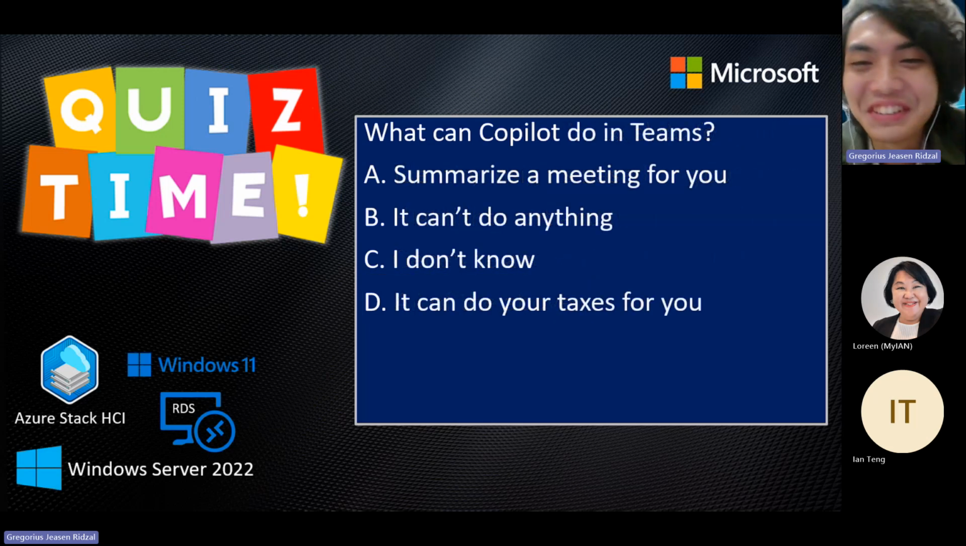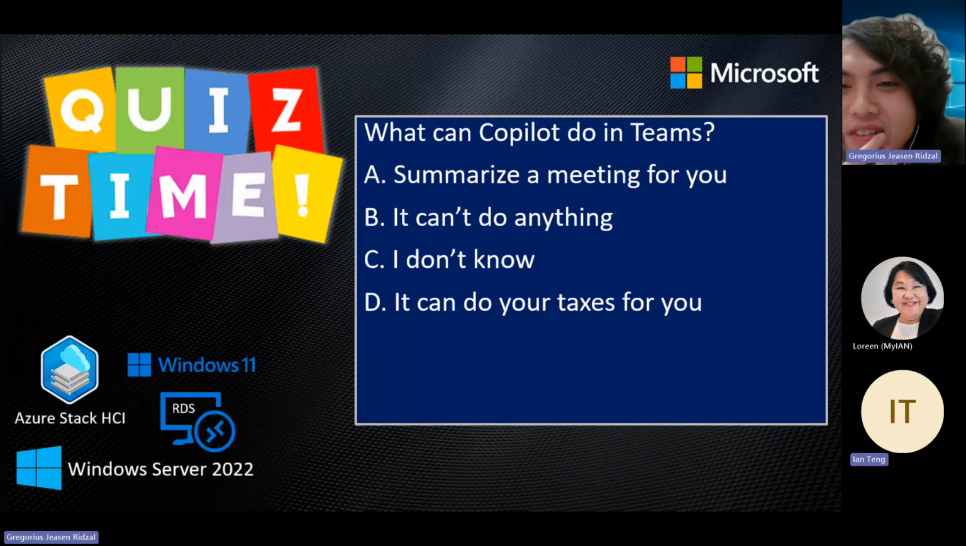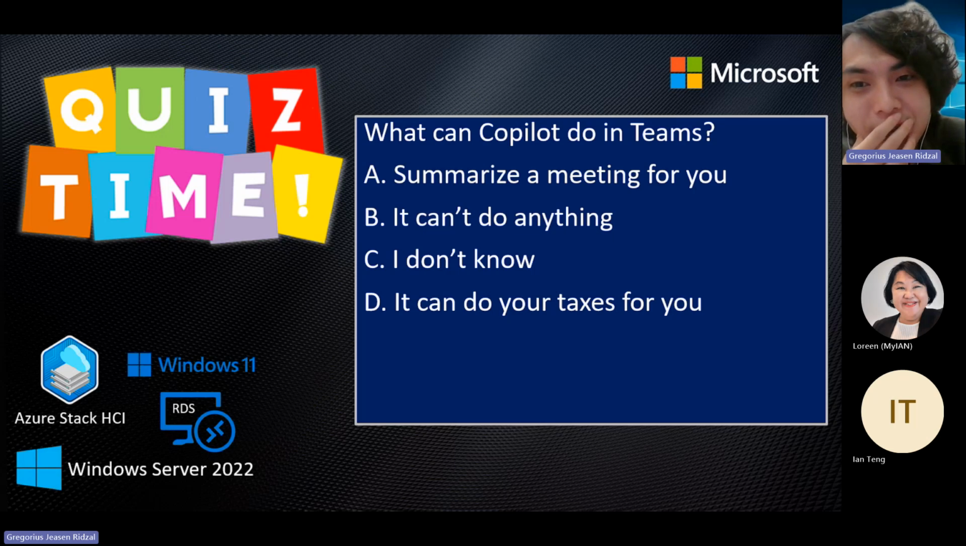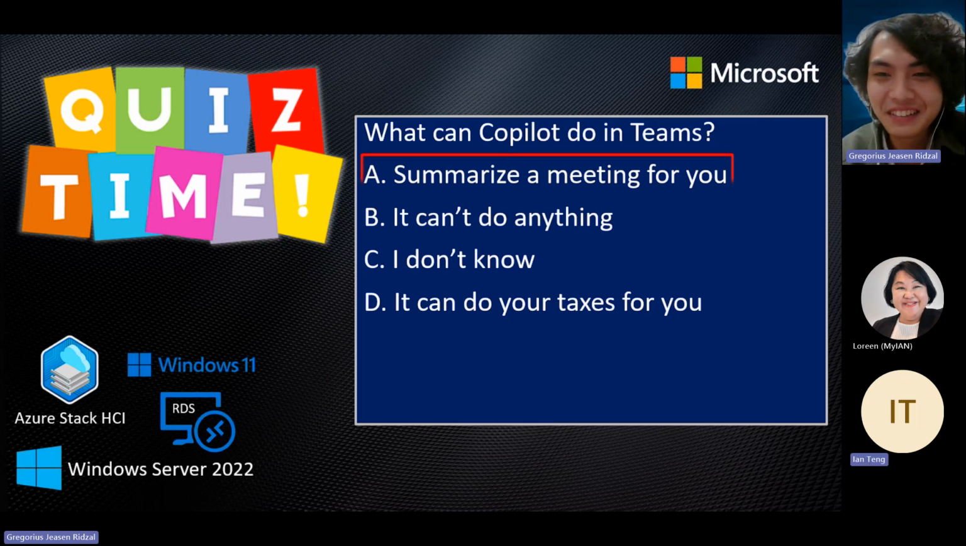Okay. I think we got two more questions going on. Okay, ask me this one. What can Copilot do in Microsoft Teams? I've actually never used Copilot in Teams, but summarize a meeting for you, that sounds right. It can't do anything, huh? I don't know, but I'm not gonna be answering that one. Or it can do your taxes for you. Maybe that's an Excel thing. But for Teams, I think that it can summarize a meeting for you. So let's take a yes. Oh, damn, Ian. All right.